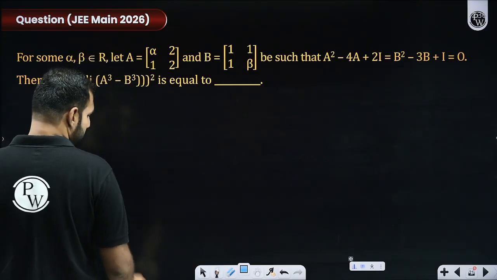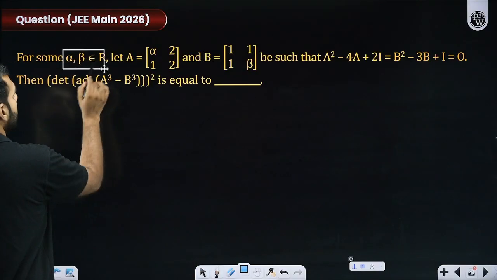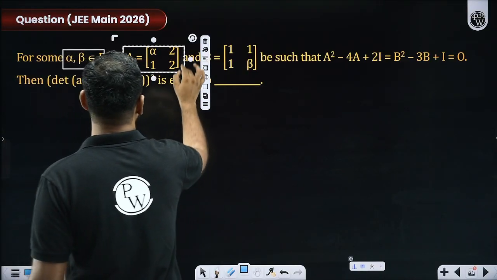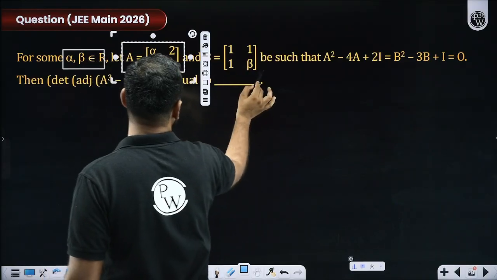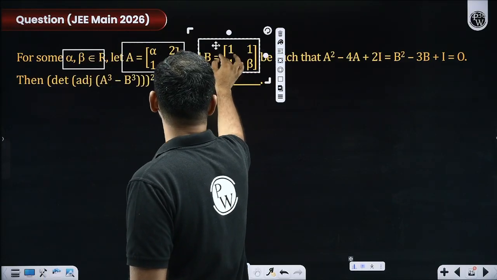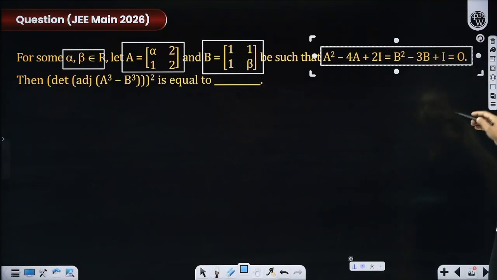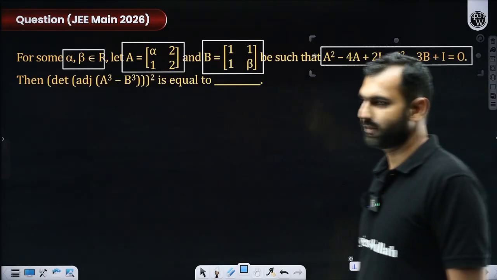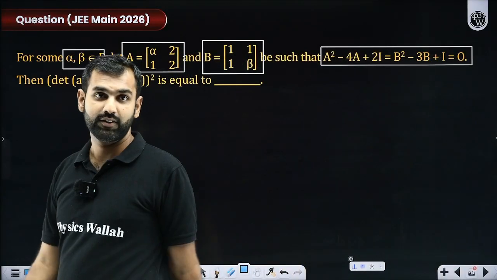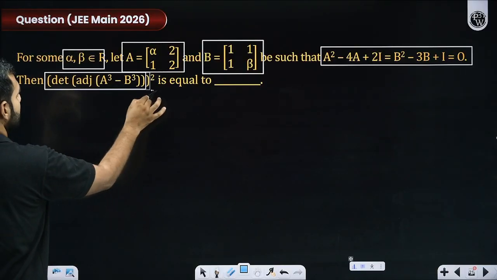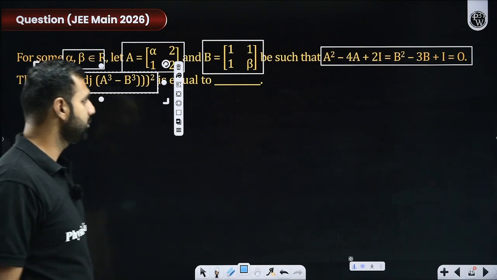So, alpha and beta both are real, cool. A is given by this, okay. B is given by another matrix, okay. Then what are we told? That they are satisfying the matrix polynomial characteristic equation like this. Okay, Harini is already answering this question. Good, great, that's brilliant. And then they're asking you this expression's value. Okay, this I'll do later, but let me solve the first part of it.